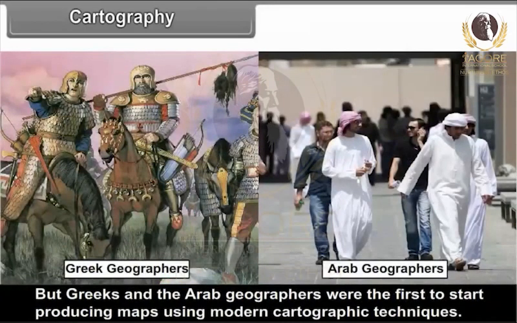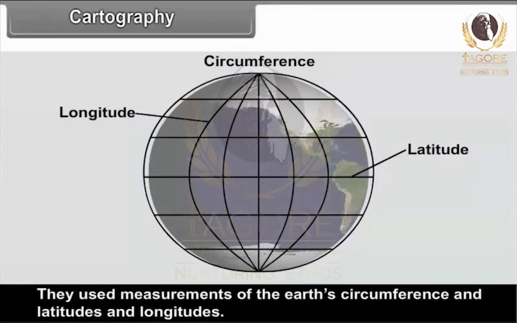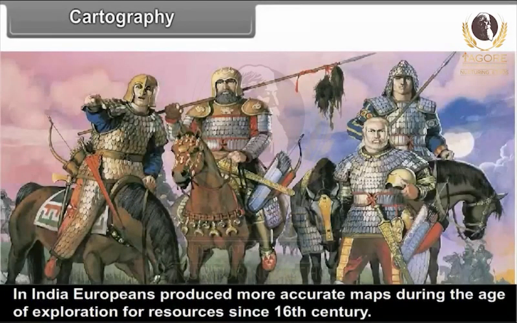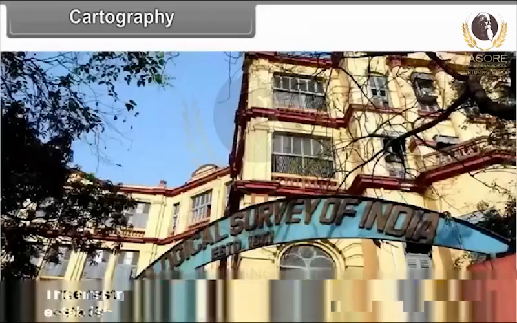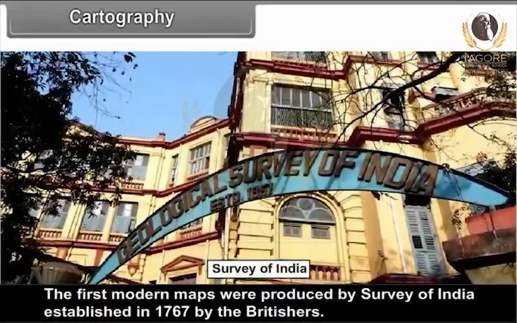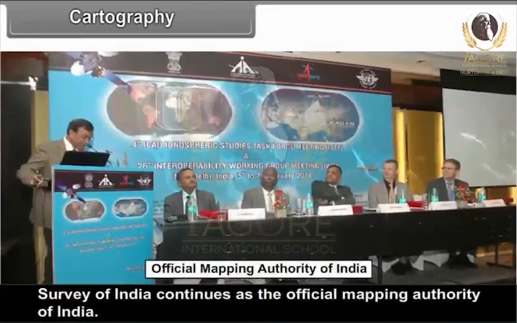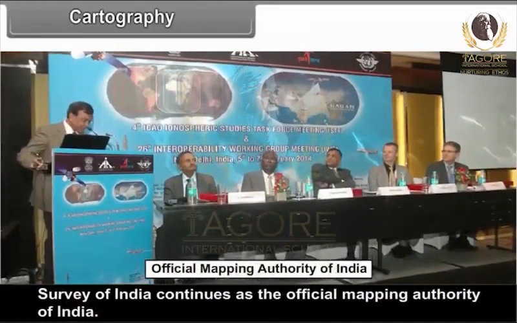But Greek and Arab geographers were the first to start producing maps using modern cartographic techniques. They used measurements of the Earth's circumference and latitudes and longitudes. In India, Europeans produced more accurate maps during the age of exploration for resources since the 16th century. The first modern maps were produced by the Survey of India, established in 1767 by the British. Survey of India continues as the official mapping authority of India.